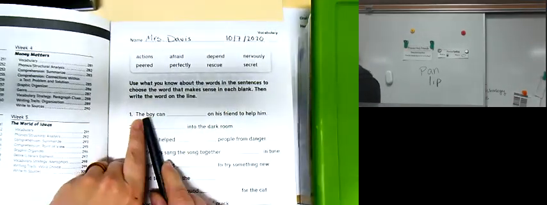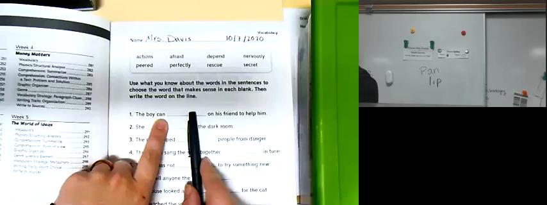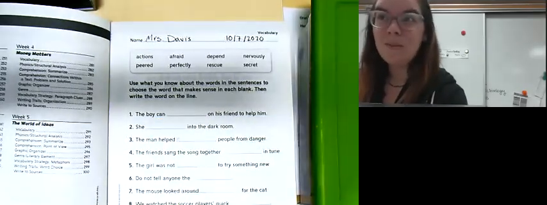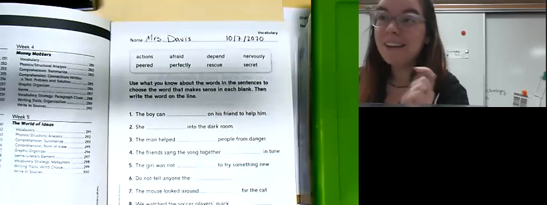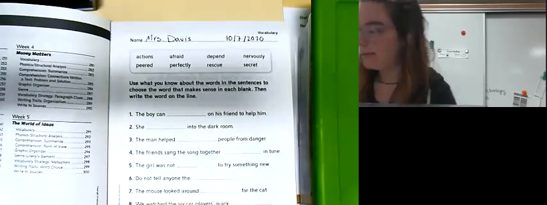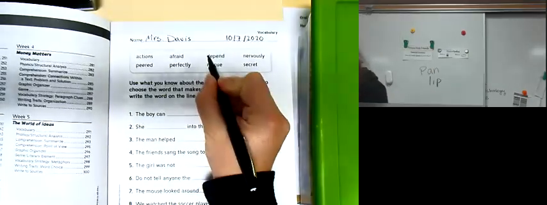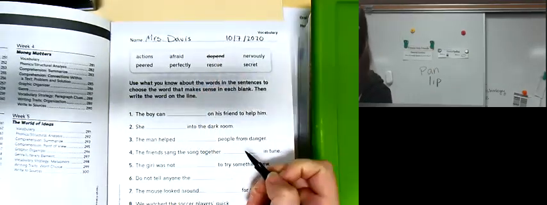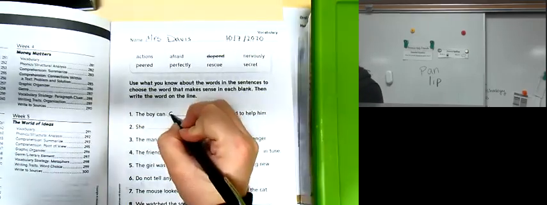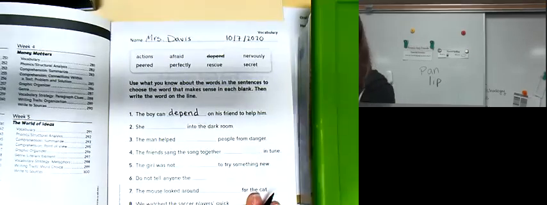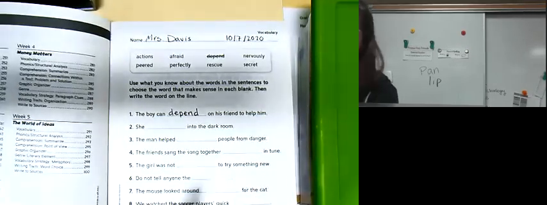Let's do depend. The boy can depend on his friends to help him. Does that one sound right? If you said, yes, it does, then yes, you are right. So the best way to do this is we know it's depend. So what we're going to do is we're going to put one line through depend, so we know we used it. And then we're going to write it down here. Okay, and then we'll do one more together.